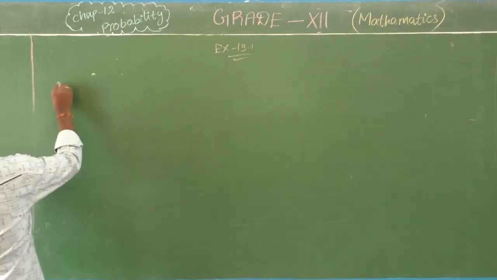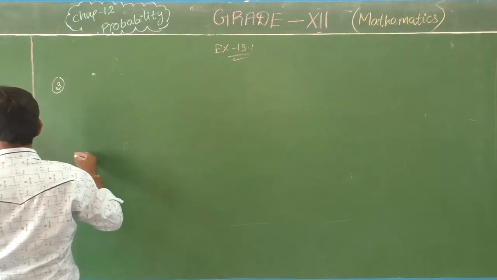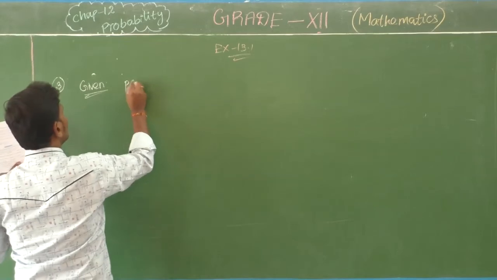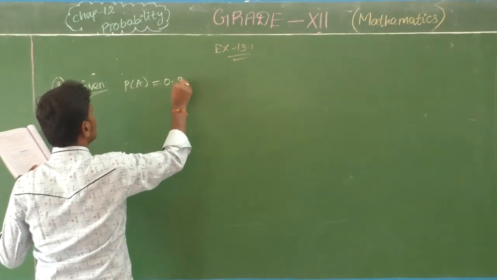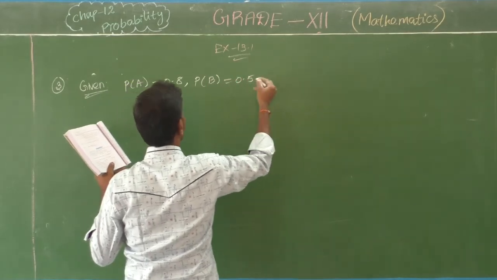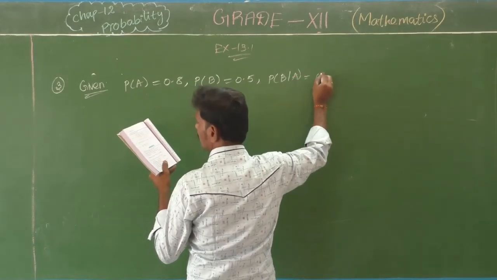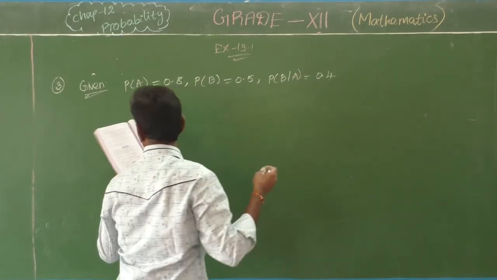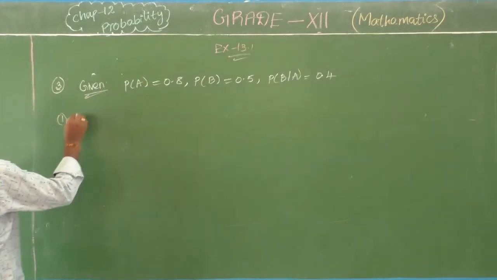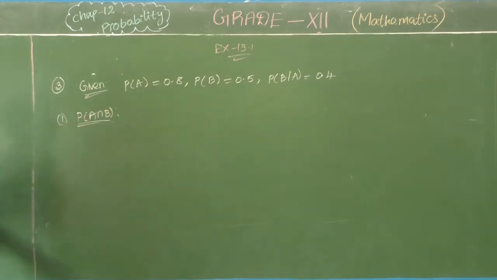Okay, I'm going to give you question number 3. What is given? If P of A which is equal to 0.8, then P of B which is equal to 0.5, then P of B by A which is equal to 0.4. So first we are going to find P of A intersection B.